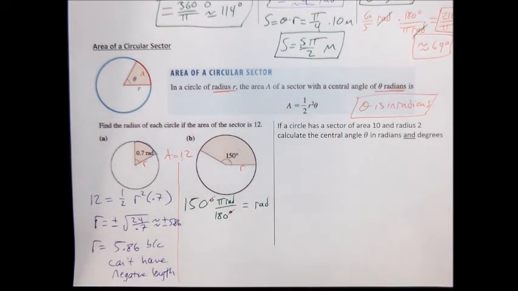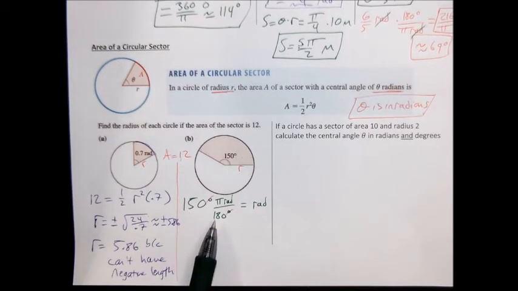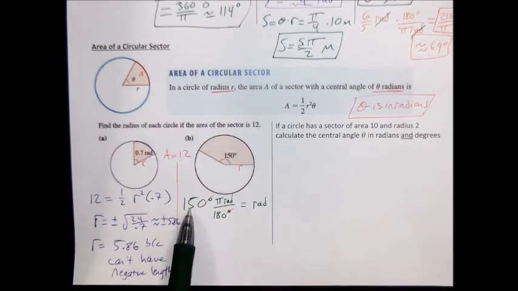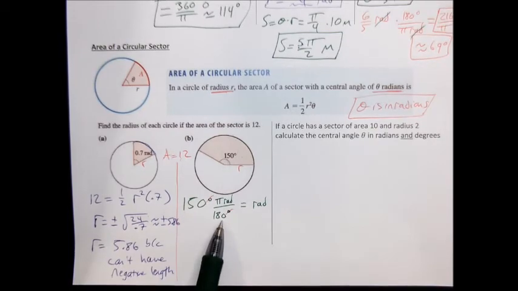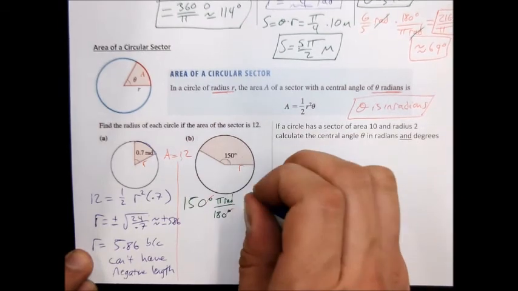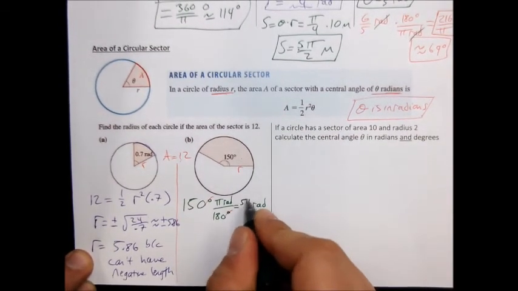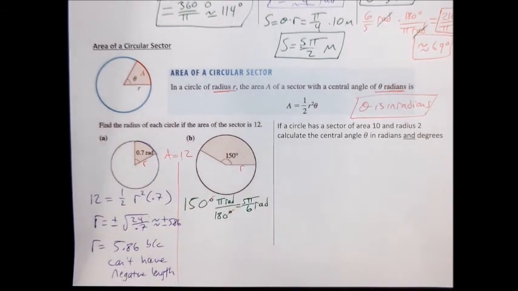Should have given myself a little more room here. This is actually one we know about, right? 30 goes into both 150 and 180, and it goes into 150 5 times, and it goes into 180 6 times. So this one actually is a familiar point. This is 5 pi over 6 radians. So that's one that's actually on the unit circle that we're familiar with.